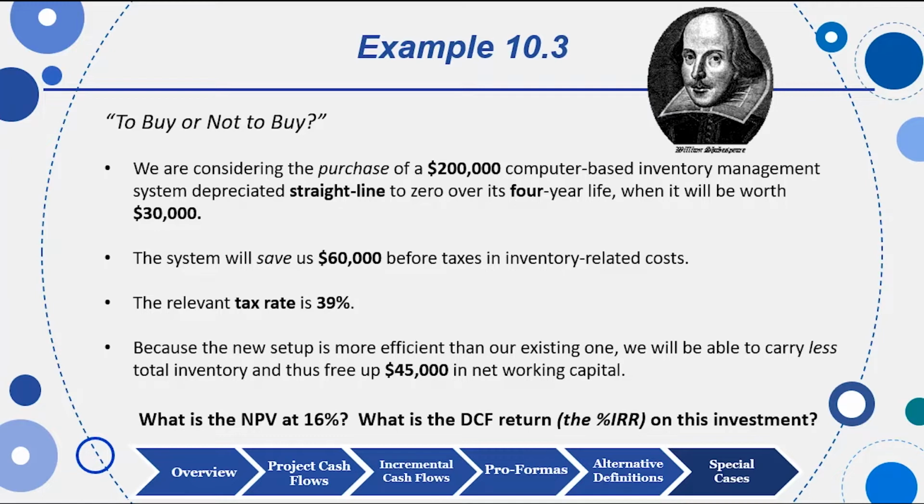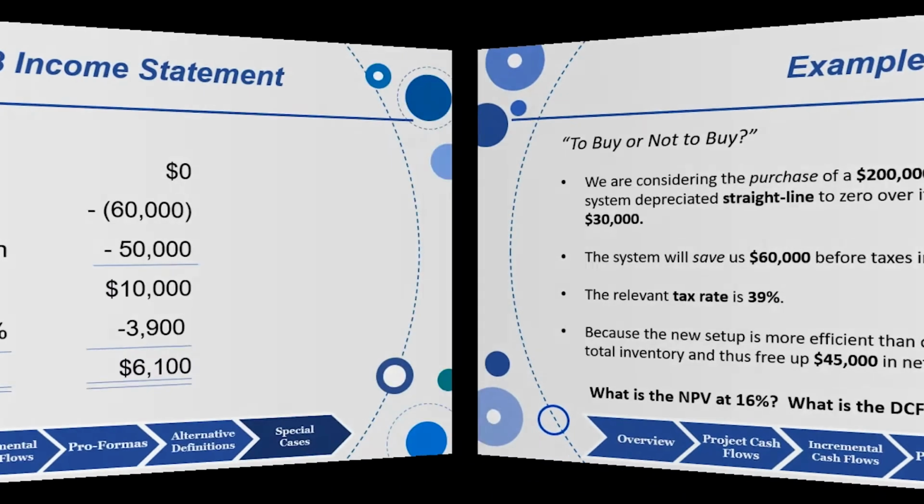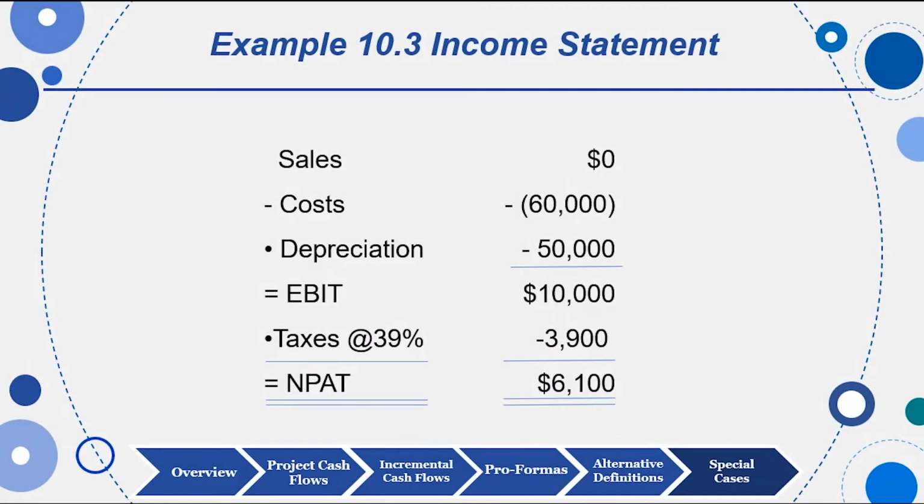The IRR. So IRR is also called DCF ROI, or DCF return on investment. So what is the IRR? Income statement first. Sales are zero with this inventory management system because all it's doing is sitting there and helping us manage inventory. There are no sales generated. The costs are down $60,000 compared to what they were prior. Depreciation is $50,000 per year. That's the $200,000 cost of the equipment depreciated straight line to zero over 4 years.